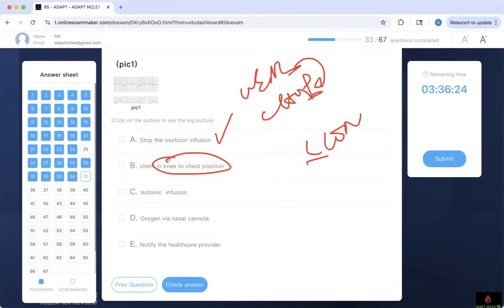Don't pick it. And then we give you some fluid. We're going to give you oxygen, but not using nasal cannula. We have to use non-rebreather. Watch for that. That's a trap. Or face mask. Non-rebreather is the best one. And then we let the doctor know.